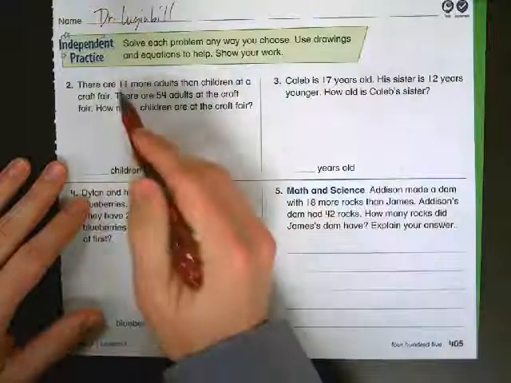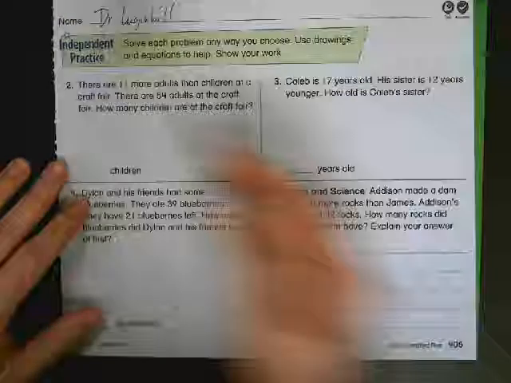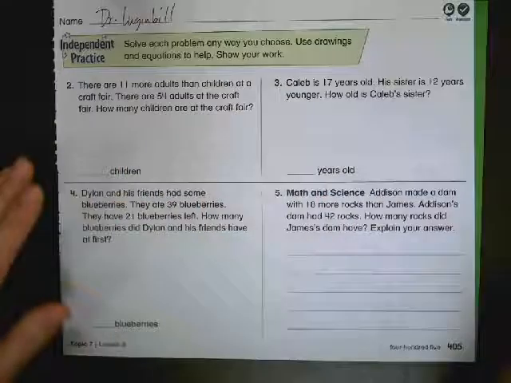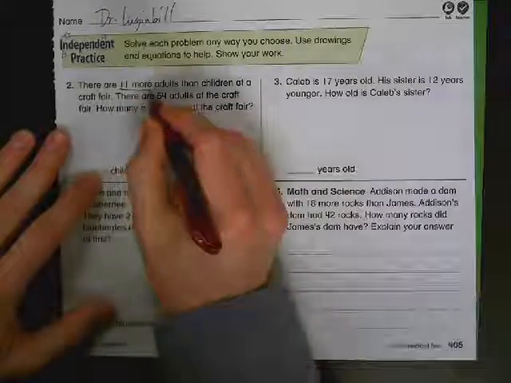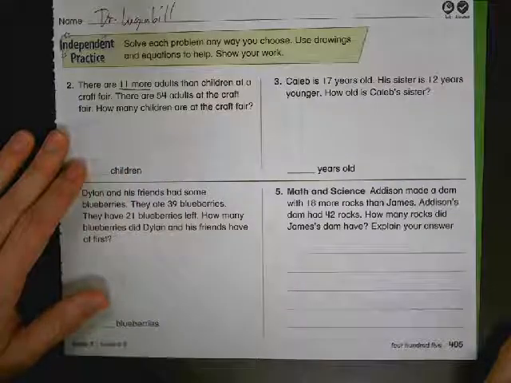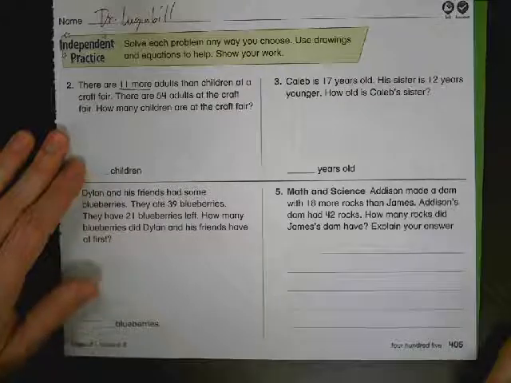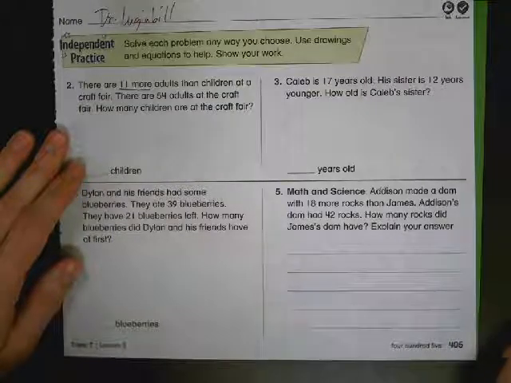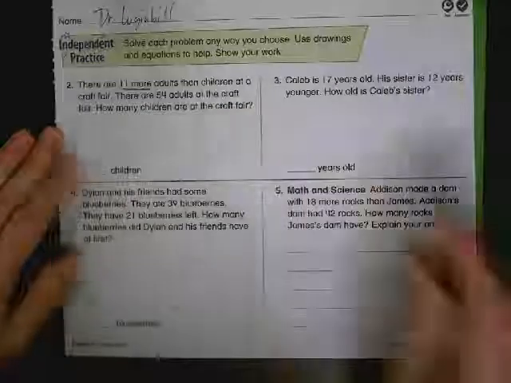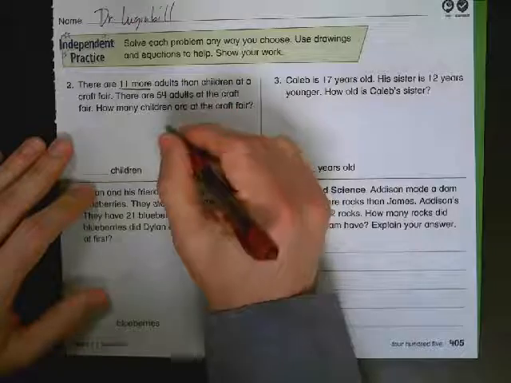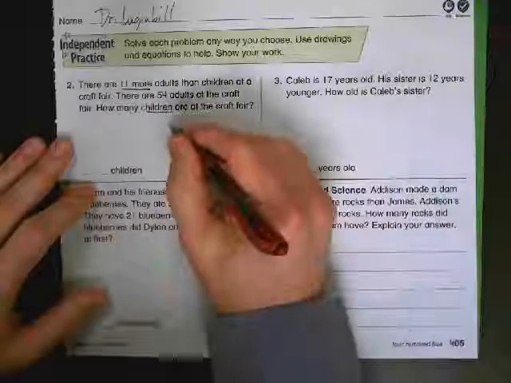It says there are 11 more adults than children at a craft fair. There are 54 adults at the craft fair. How many children are at a craft fair? 11 more. It's key. So our data, and sometimes it just helps to make a little diagram chart table. Okay, we need to figure out, it says how many children are at the craft fair, so we need children.